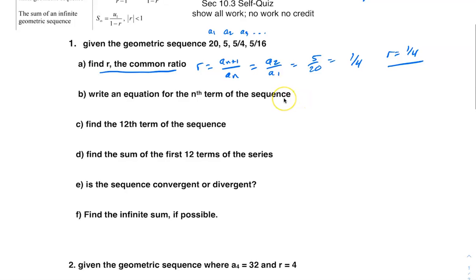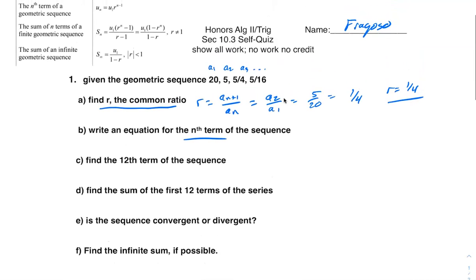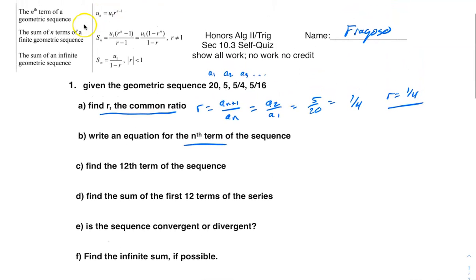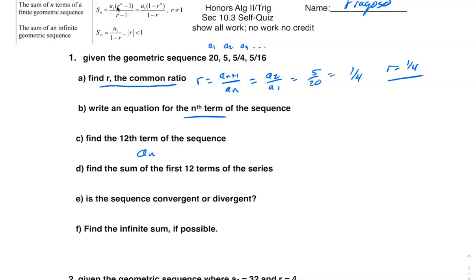Write an equation for the nth term. So all I want is an equation, the general equation, as you can see right here. Now it's for a term, so I'm going to use this one. It's not the sum, it's not the infinite sum, so it's a term. So we're using that formula there. So it's going to be a(n) equals a1 times r to the n minus 1. Now we have all those terms. a1 is 20. r we just found is 1/4. So let's say a(n) equals 20 times (1/4) to the n minus 1. And that is it. That's all you can do.